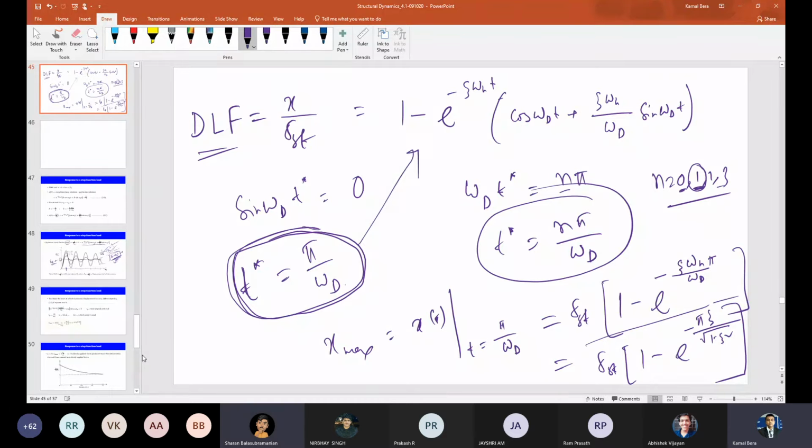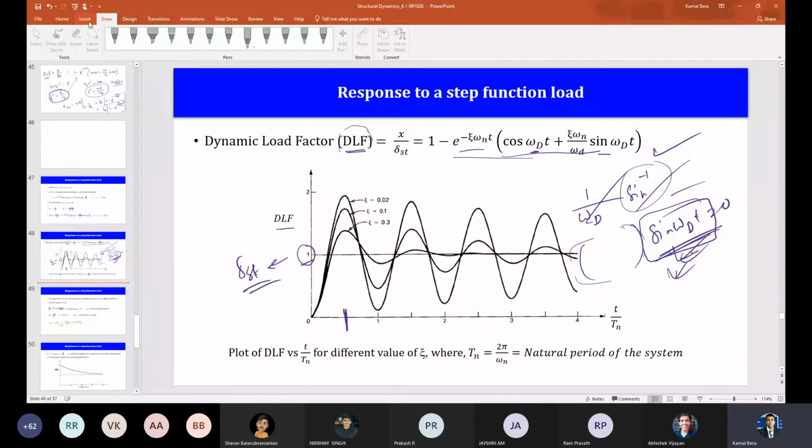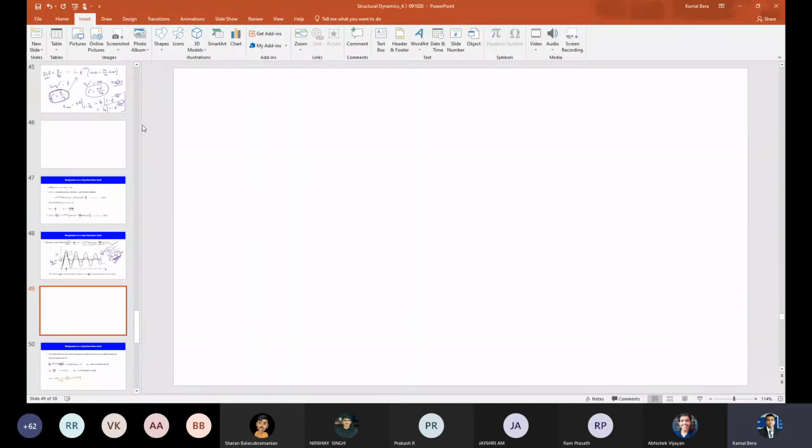Substitute t star equal to pi by omega d here and tell me what is x max. Is it correct? Someone told yes, sir. Same thing. It's correct, right? Anybody else? Anybody else, please? Let me calculate it. Something does not look okay here.